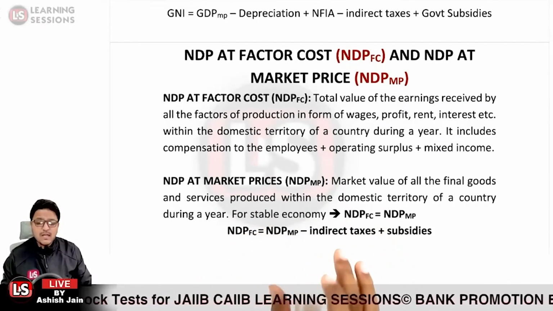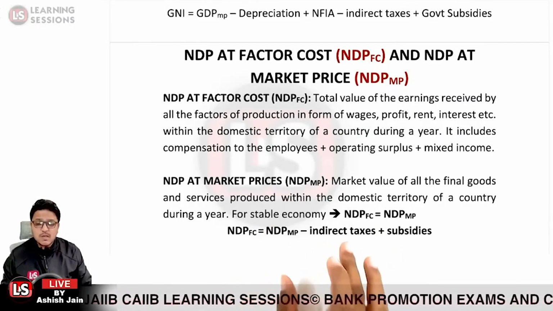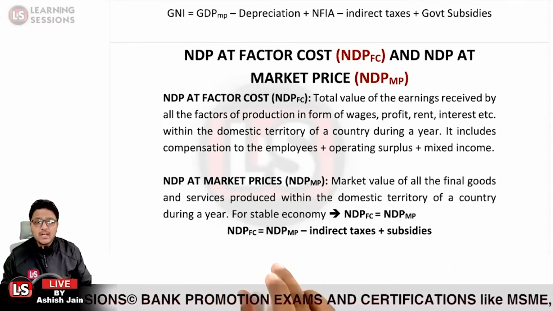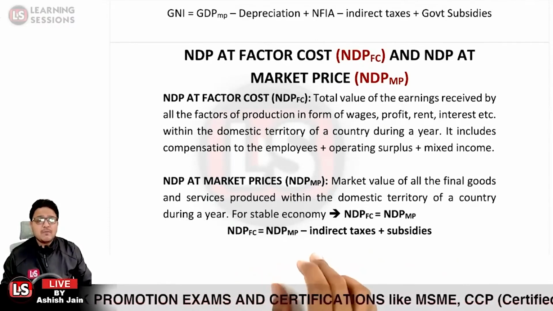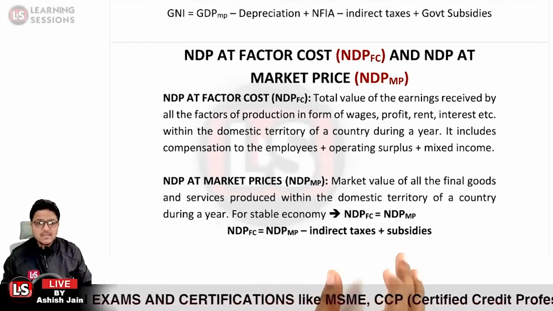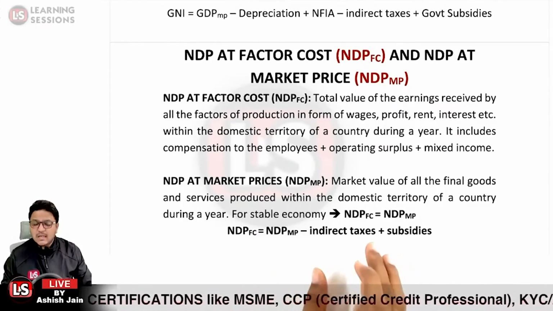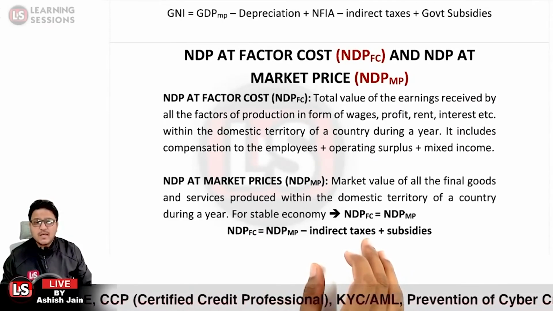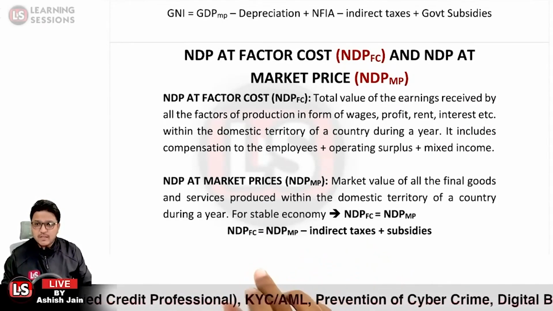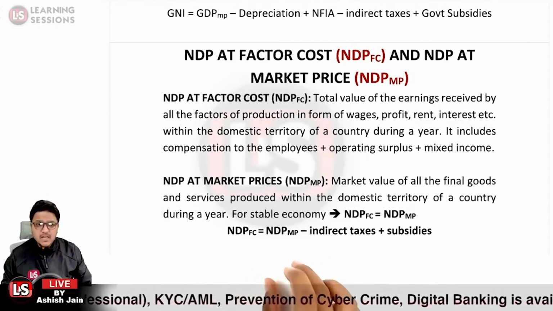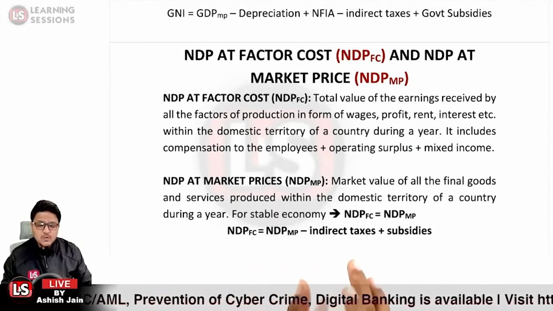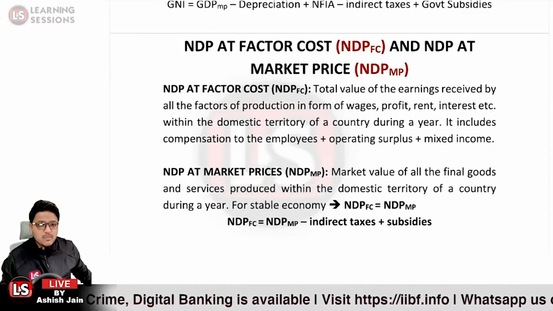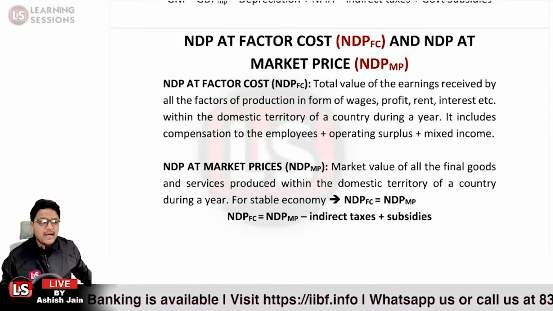Okay, and for a stable economy, it is required that NDP at factor cost must be equal to NDP at market prices. Is that clear? And NDP at factor cost is equal to what? It is equal to NDP at the market prices minus the indirect taxes plus the subsidies. Is that clear? This is how we will be calculating the NDP at the factor cost. And for a stable economy, it is required that NDP at factor cost is equal to the NDP at market price.